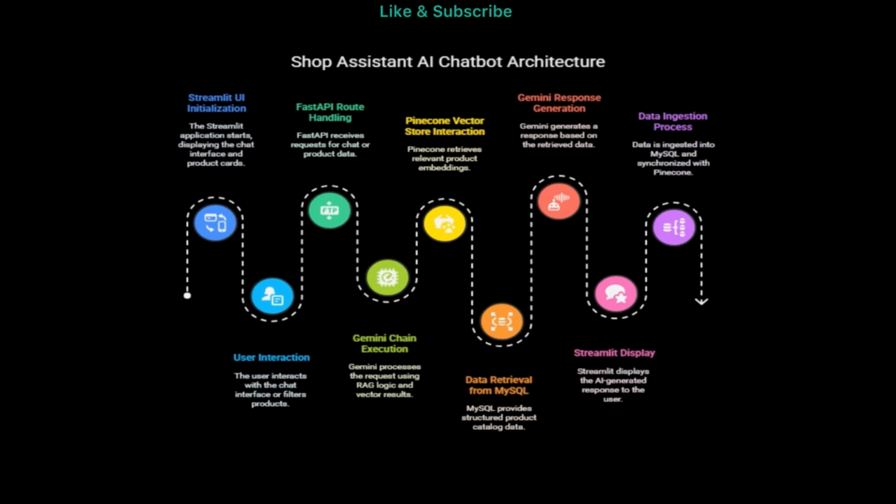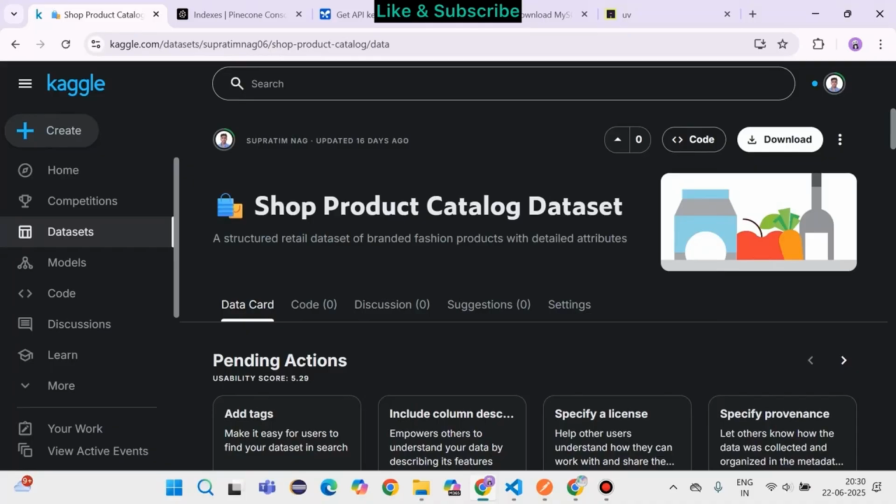Then the data ingestion process, which is an extremely important module where we'll upload our data from our CSV file to our MySQL database. We'll complete each and every module step by step, and in the end we'll create the whole application together. All right, so now let's get started. First let's talk about the prerequisites. We need a dataset that will be our shop's product catalog.